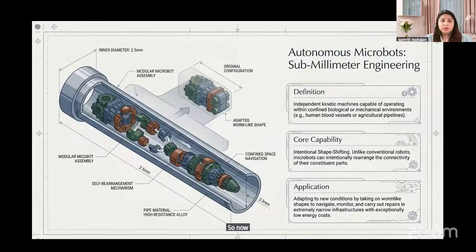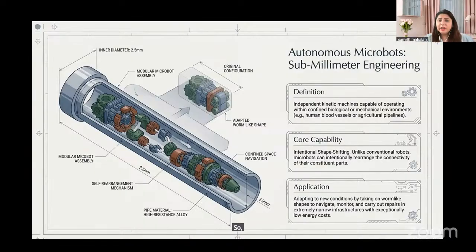Now we get to what I consider the most technically remarkable innovation in this portfolio, the autonomous microbots. And what are autonomous microbots? These are independent kinetic machines capable of operating within confined biological or mechanical environments. They work like human blood vessels. Think of agriculture irrigation pipelines, or soil microstructure.